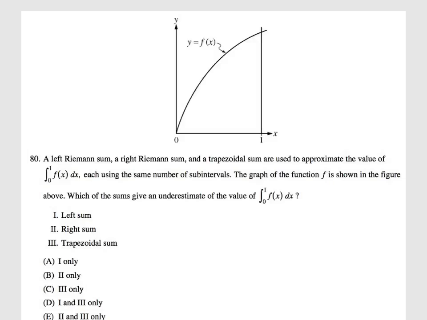Okay, we're back with another problem in the calculator section that a calculator is completely useless for. So this gives us a shaded region, or a region area under a curve, where they ask if a left Riemann sum, a right Riemann sum, and a trapezoidal Riemann sum are used to approximate the value of the area under this curve, which is represented by this integral right here, each using the same subintervals, which gives an underestimate.